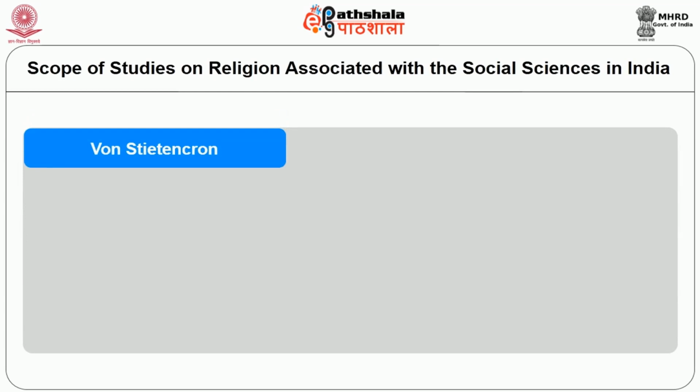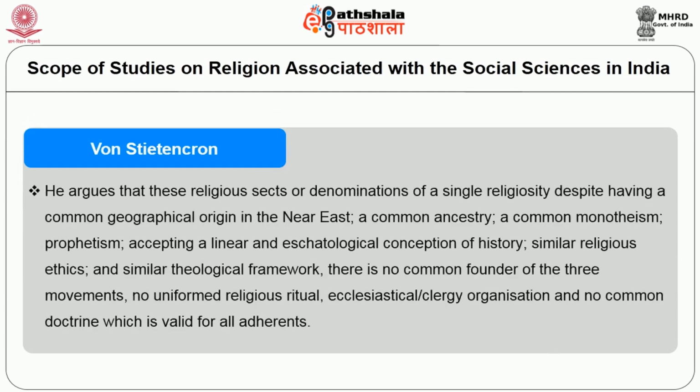Von Stietencron argues that these religious sects or denominations of a single religiosity, despite having a common geographical origin in the Near East, a common ancestry, a common monotheism, prophetism, accepting a linear and eschatological conception of history, similar religious ethics, similar theological framework, there is no common founder of the three movements, no uniform religious ritual, ecclesiastical clergy organization, and no common doctrine which is valid for all its adherents.